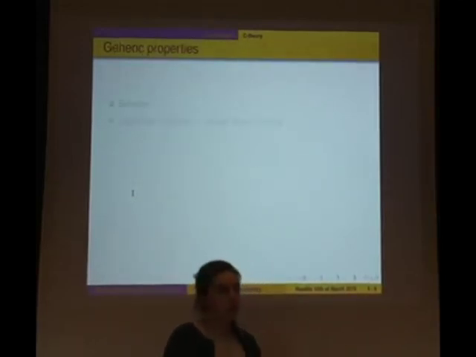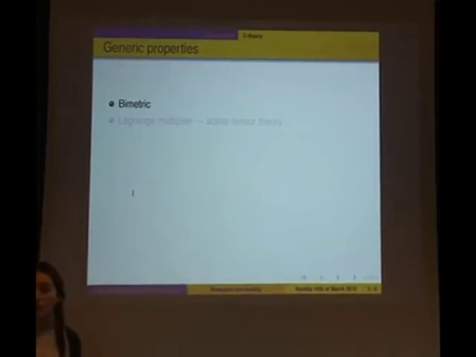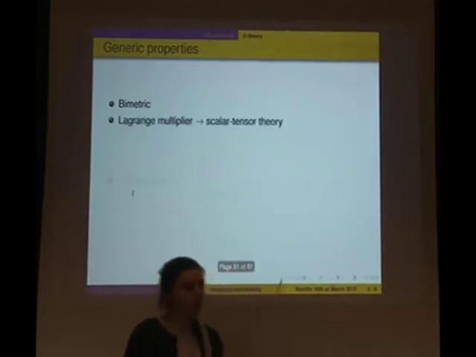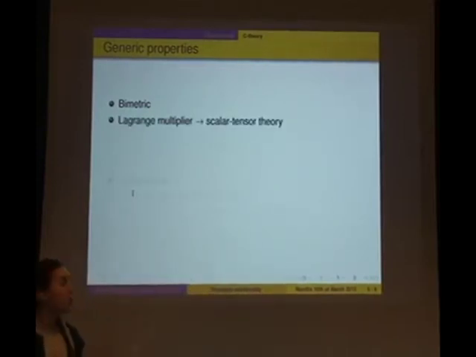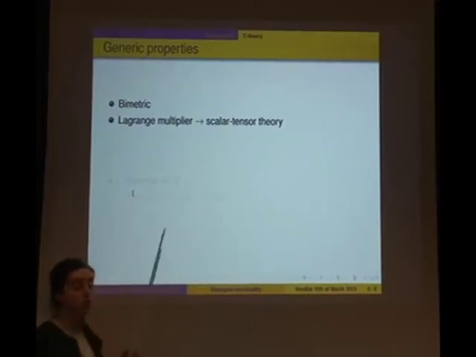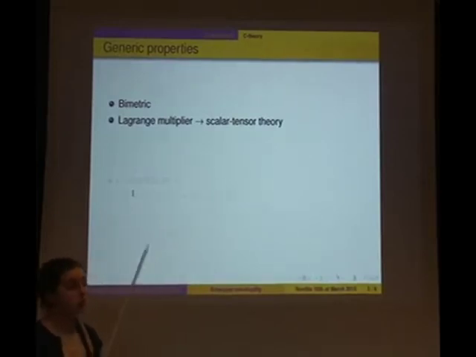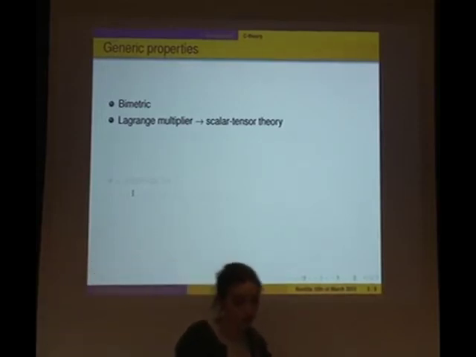So I want to tell you a bit about the generic properties of these kinds of theories. In a certain sense they are bimetric, because you have both this matter metric and this atom metric. And like I said, it's a scalar-tensor theory, and it's easy to see directly if you employ a couple of Lagrange multipliers to get these scalars directly. Then you get the theory defined in terms of two scalars, but only one of them is actually freely evolving. The other is given by the constraint equation.